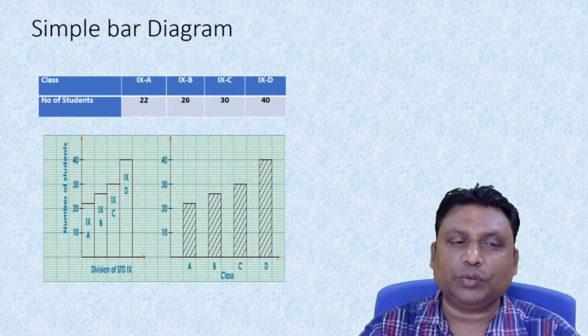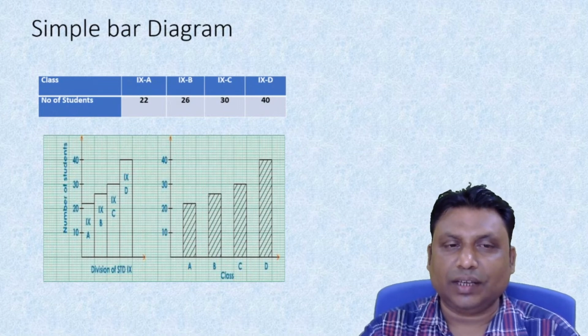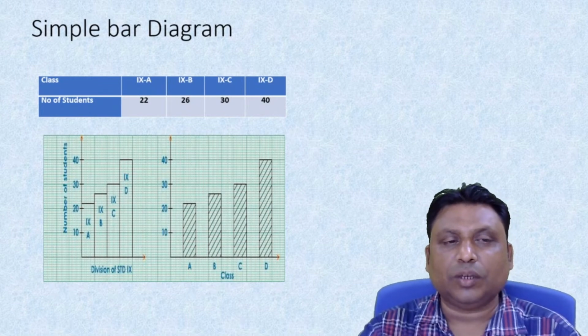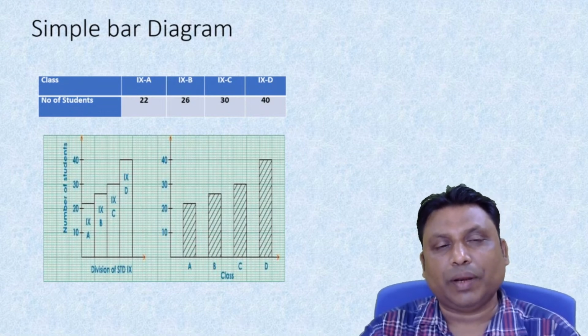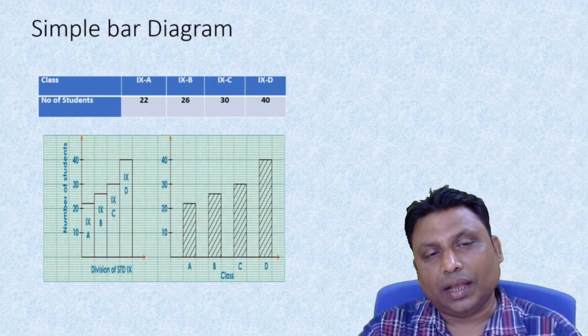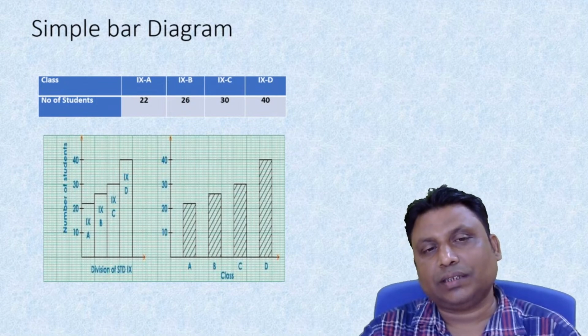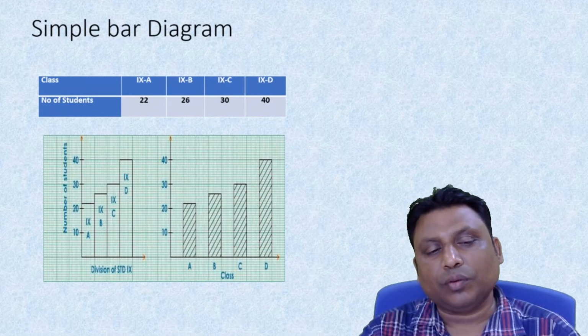Now, what is your x-axis? Your x-axis is section A, section B, section C, section D. Suppose they are securing marks: section A average mark 22, section B average mark 26, section C average mark 30, section D average mark 40. How can you plot the graph?